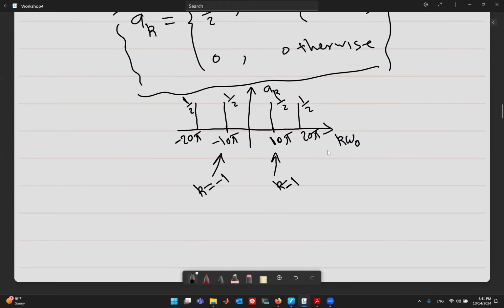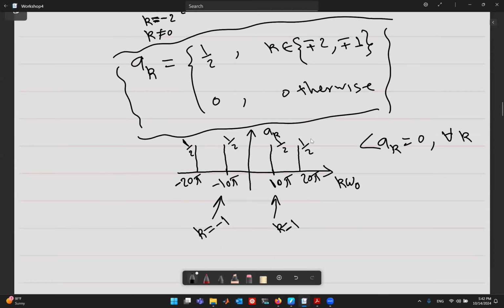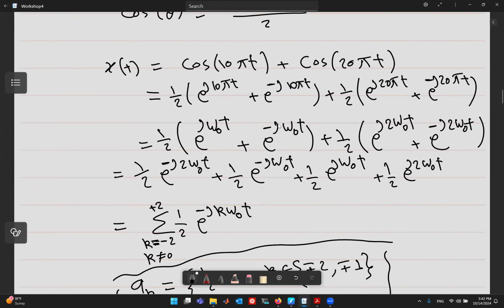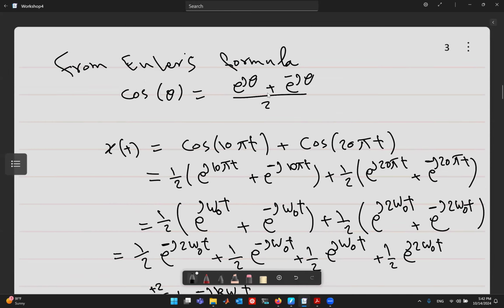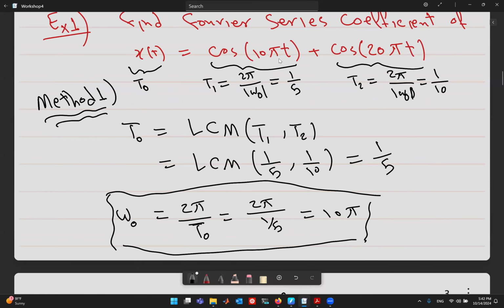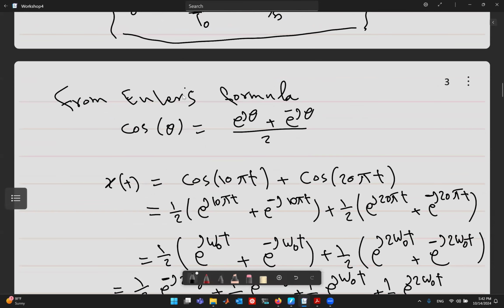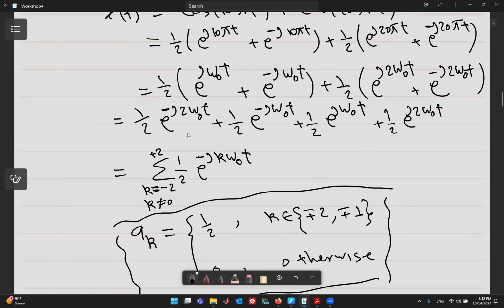And the signal is purely real, so the phase of a_k is 0 for all k. This is one way to solve it. This is the easier way, using Euler's formula, because we have cosines and sines in the signal. So it's easier to go through Euler's formula, and then we directly found those 4 coefficients, and all of them are just 1/2.